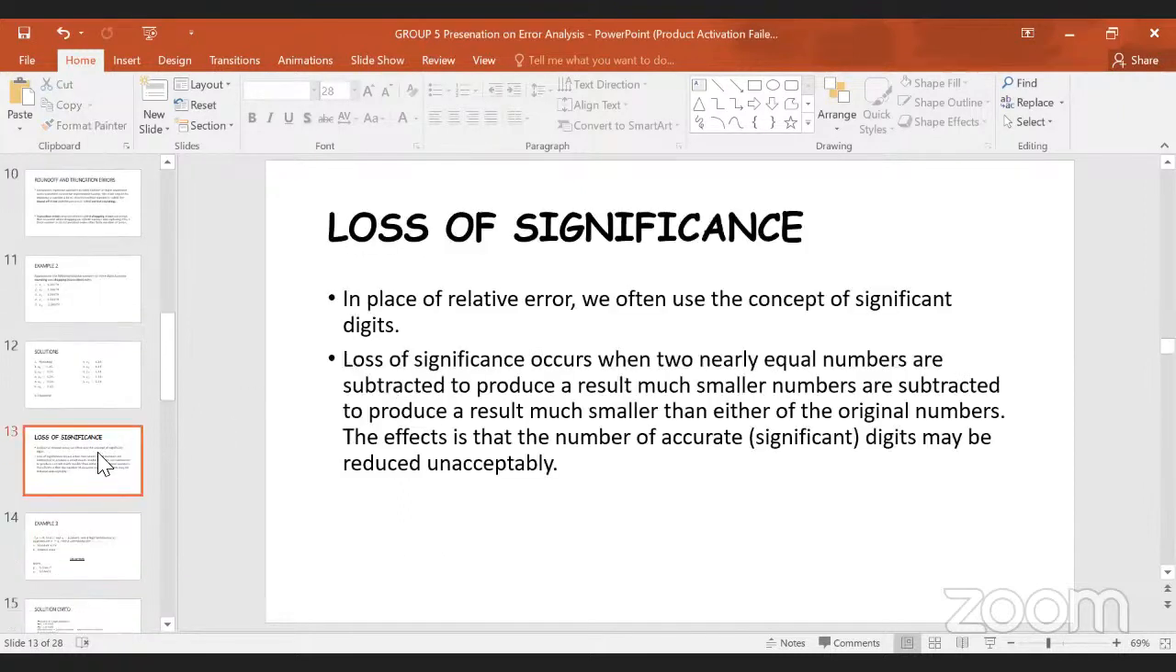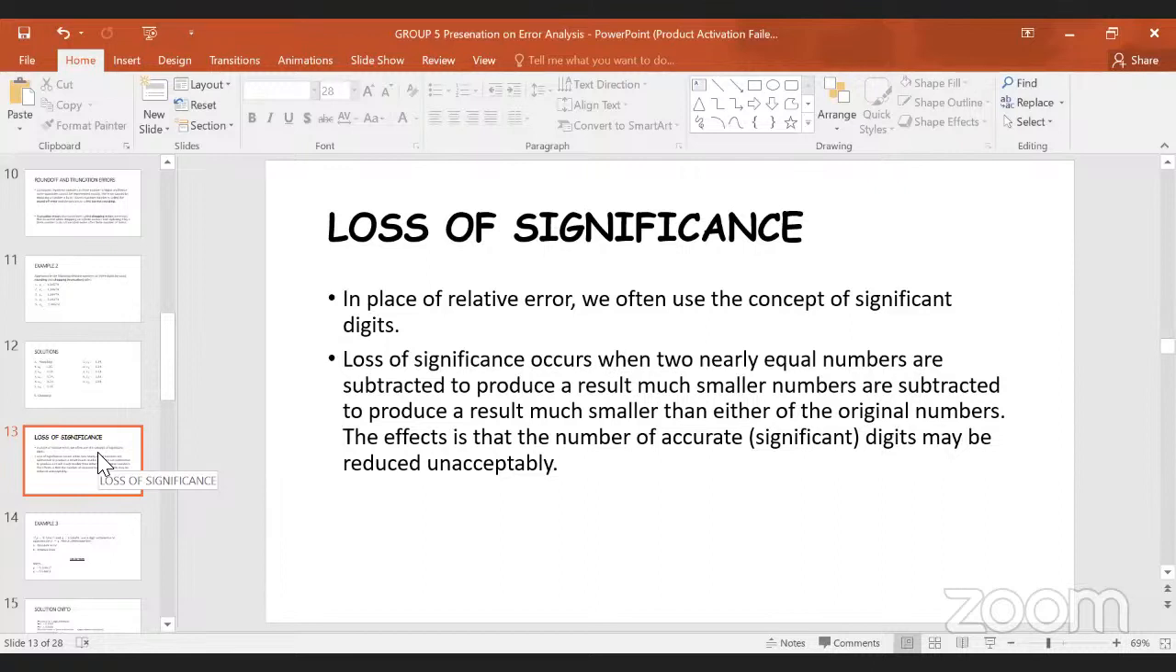Then we come to what is called loss of significance. Now, in place of relative error, we often use the concept of significant digits. Loss of significance occurs when 2 nearly equal numbers are subtracted to produce a result.